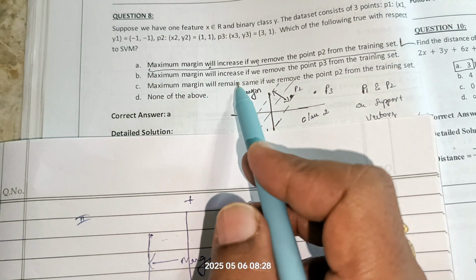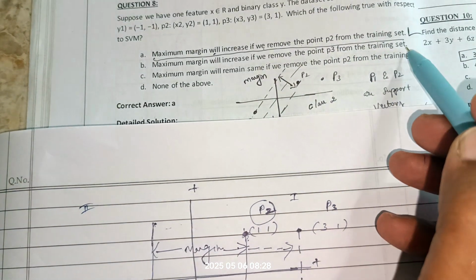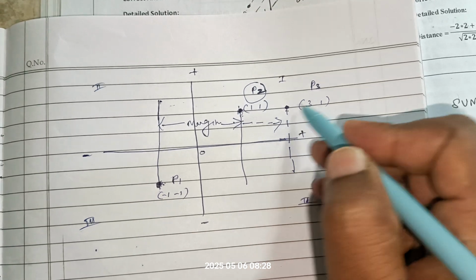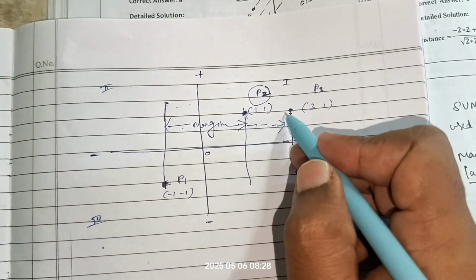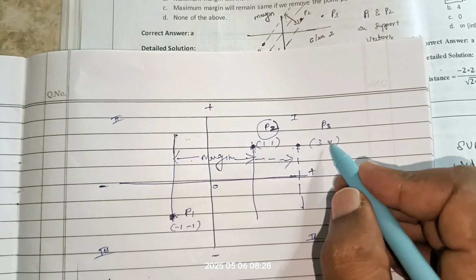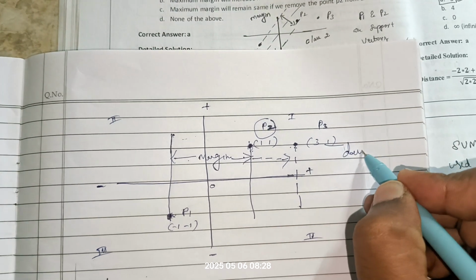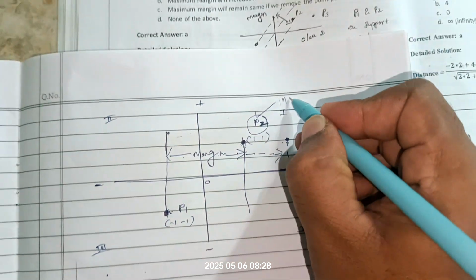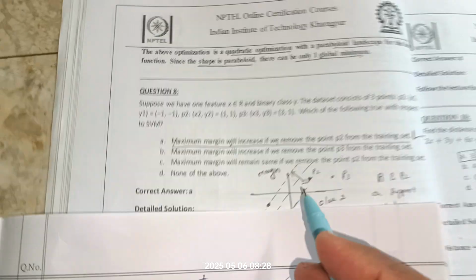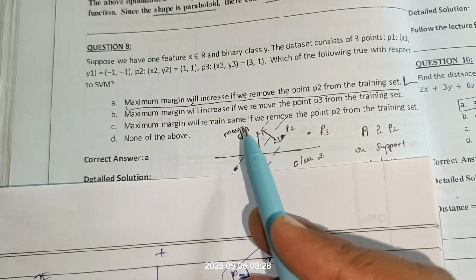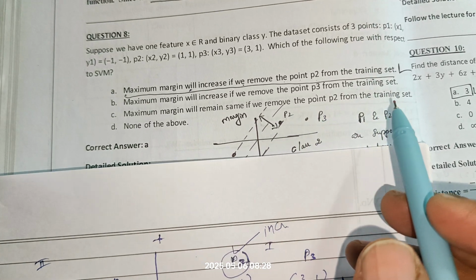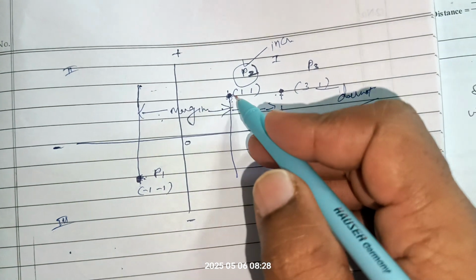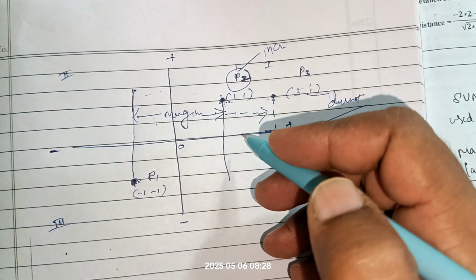Maximum margin will increase if we remove point P3 from the training set. Suppose if we remove this point, the margin is already here, so it is not affecting anything. If you remove the point P3, it doesn't change. Maximum margin doesn't change. If you remove P2, the margin is going to be increased. What is the third one? Maximum margin will remain same if you remove the point P2 from the training set. So this is not the case, since it is going to be increased.